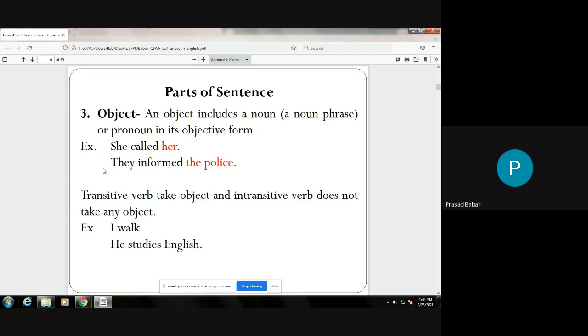So object is nothing but the objective case or objective form of a pronoun, or it is a noun, or it is a noun phrase.